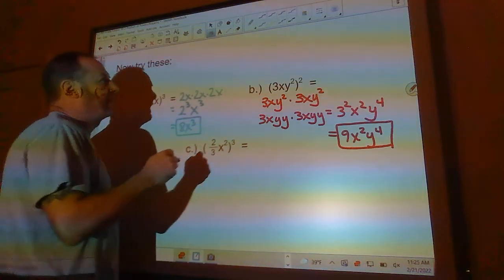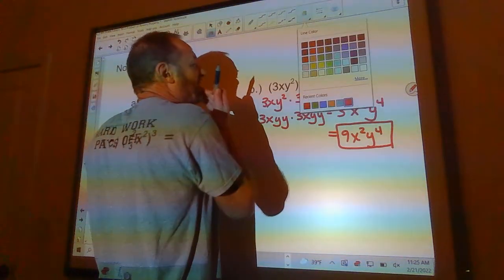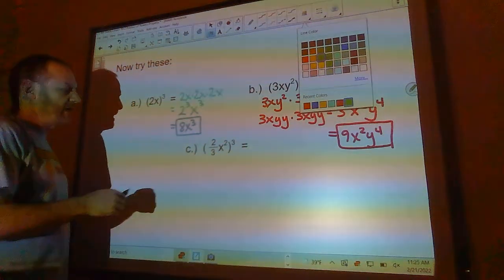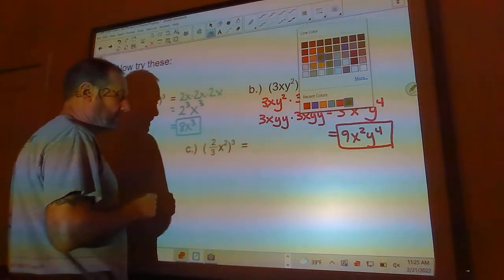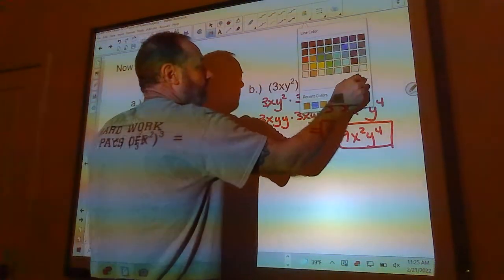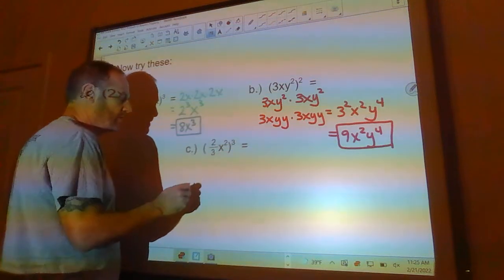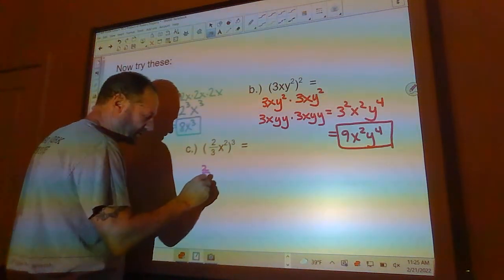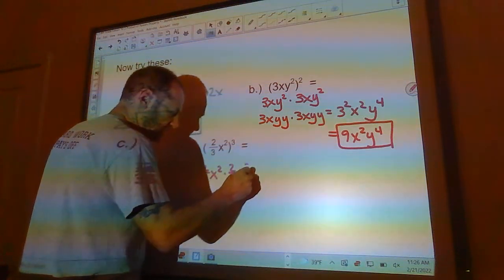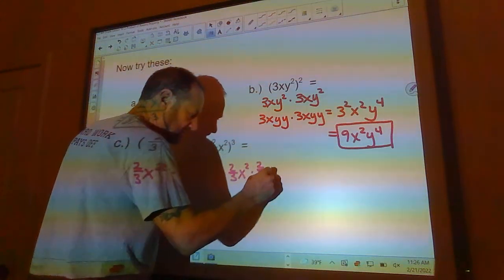Now here's another one that I gave you. It's a little bit tricky because we hadn't done one quite like this before either. Okay, it's got a fraction in it. Okay, so otherwise it works exactly the same. So this would be 2/3 x squared times 2/3 x squared times 2/3 x squared.